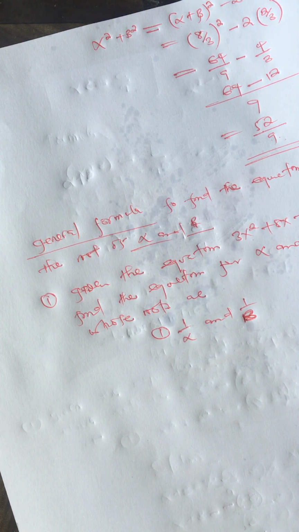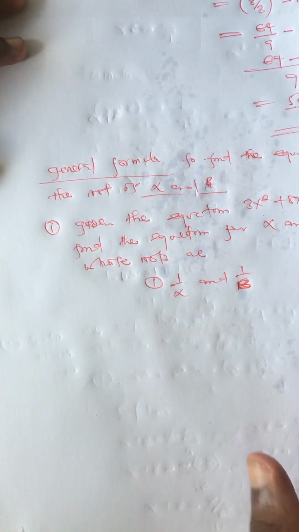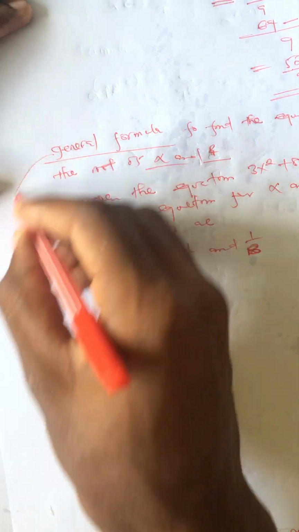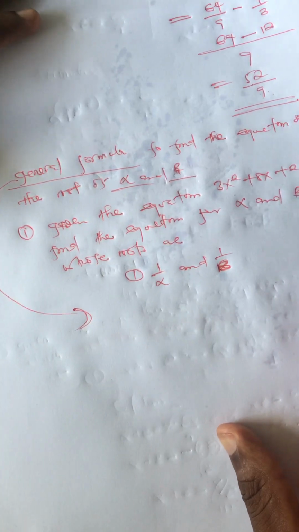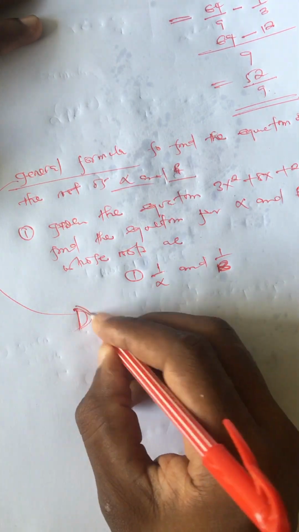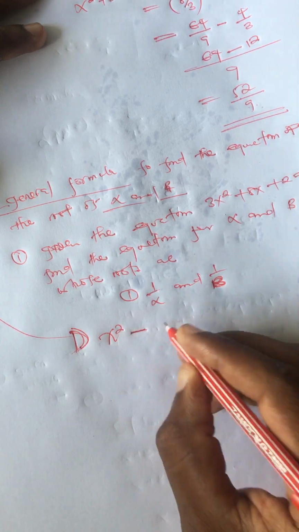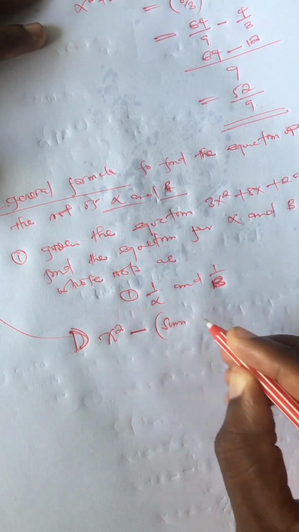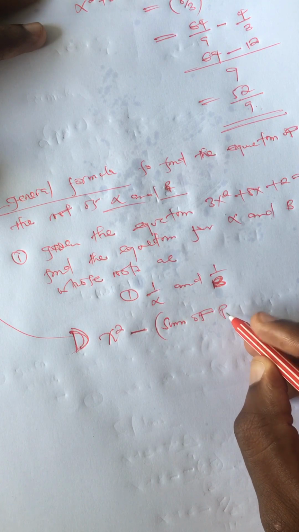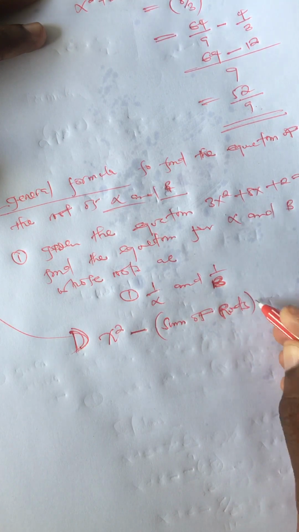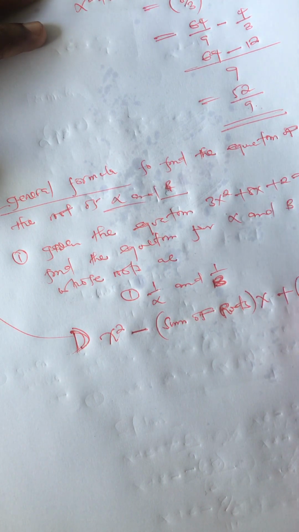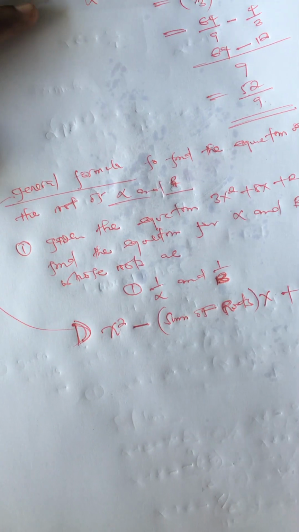Okay, so from here we know that the general formula is x squared minus the sum of the roots x, plus the product of the roots, which is equal to 0.